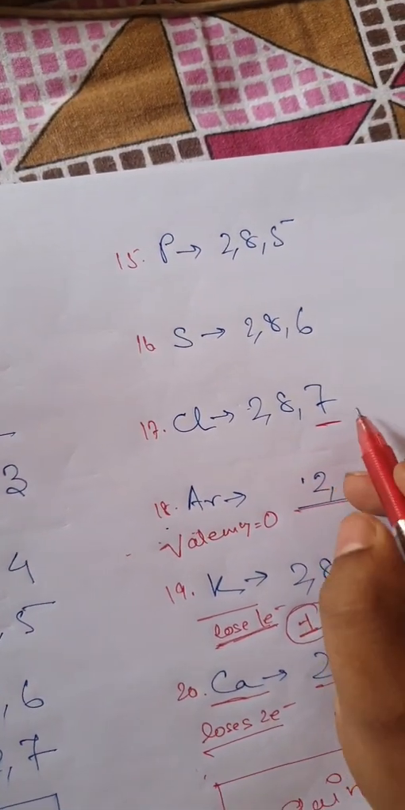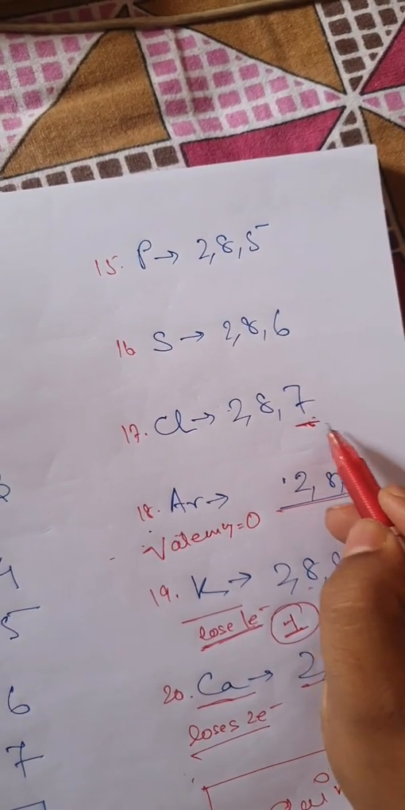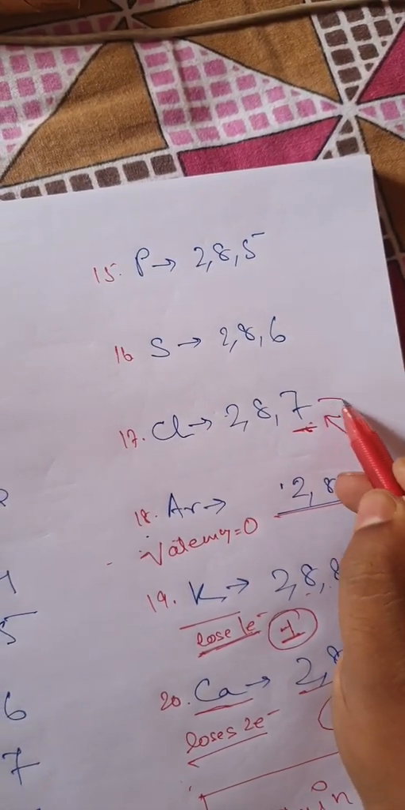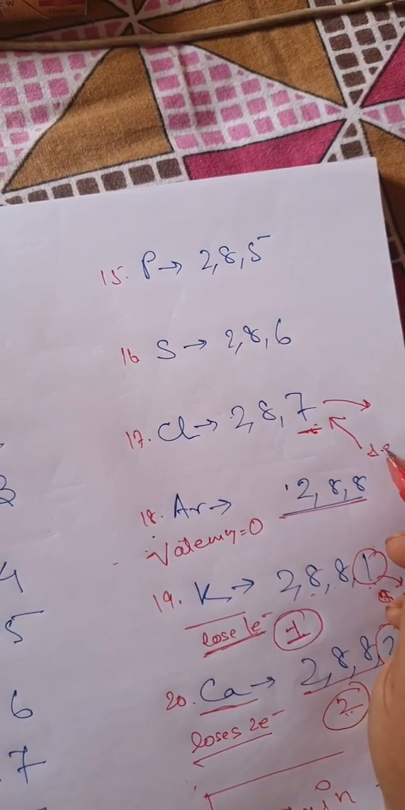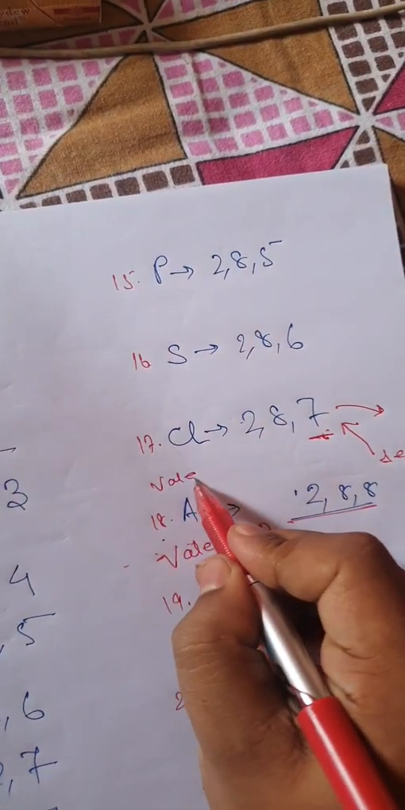However, in this case the valency will be what? It will take 1 electron, it will not lose 7 electrons. Easier is to take 1 electron, so the valency will be 1.